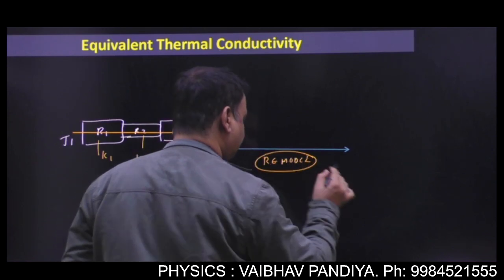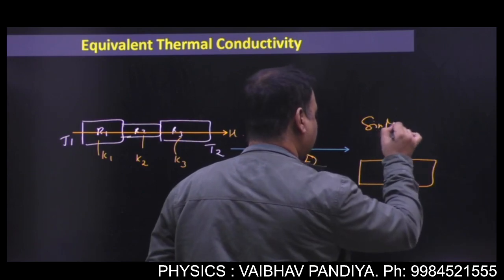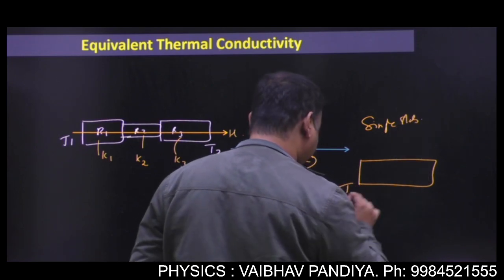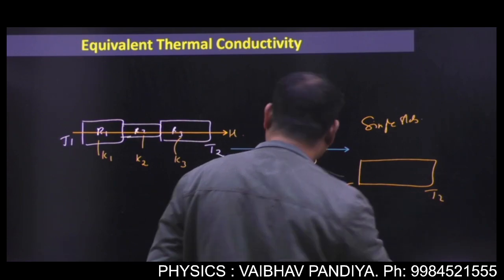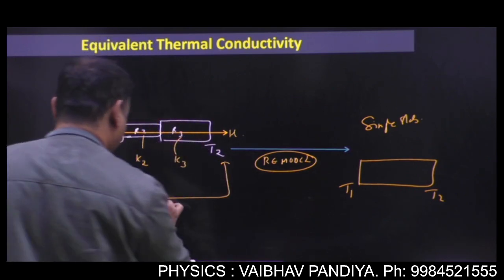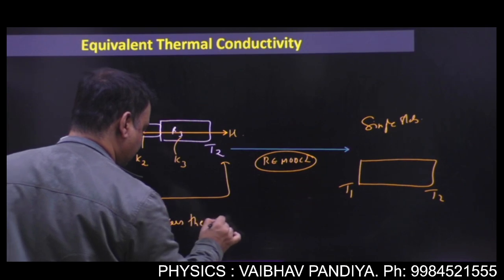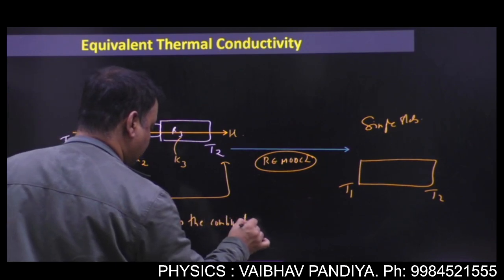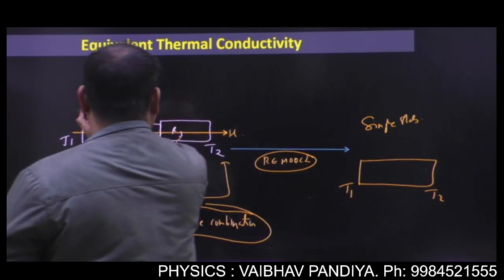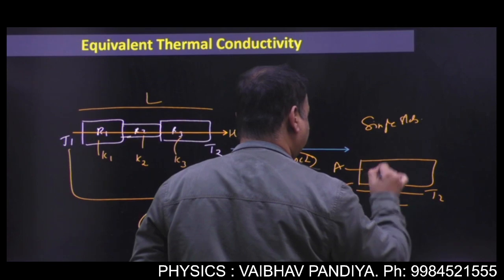Remodel the situation. If you are making a single slab across which that same temperature difference is maintained as across the combination, and the total length would be this, and say area is A.